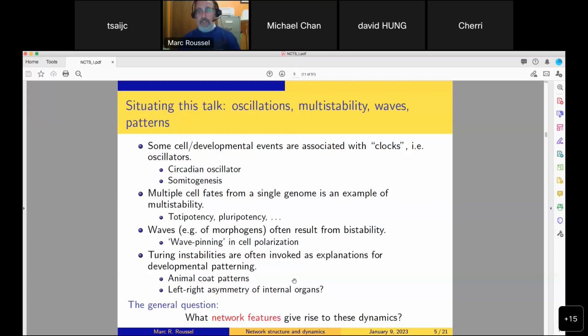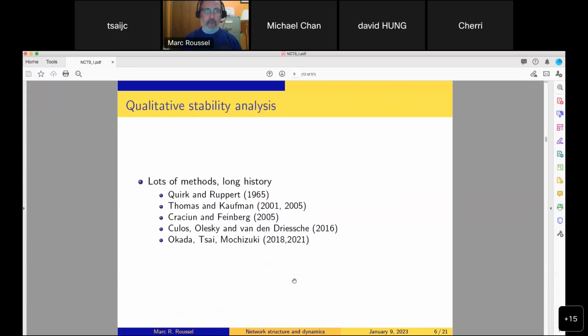So the general question we want to address is: what network features give rise to these dynamics? Because maybe if we look at network structure, at network features, we can worry a little bit less about parameters, this problem with parameters I was talking about earlier. Our work situates itself within a long tradition of qualitative stability analysis. There are lots of methods and a long history going back at least to 1965, and I've just listed a few papers here. There's many, many more, including the work of your colleagues.